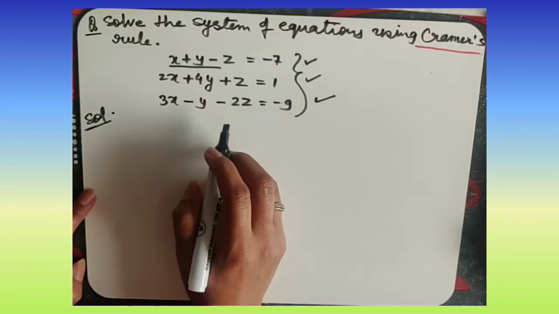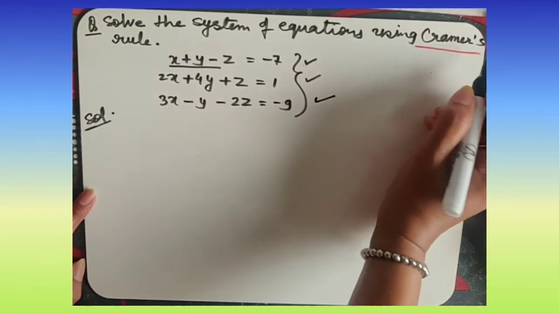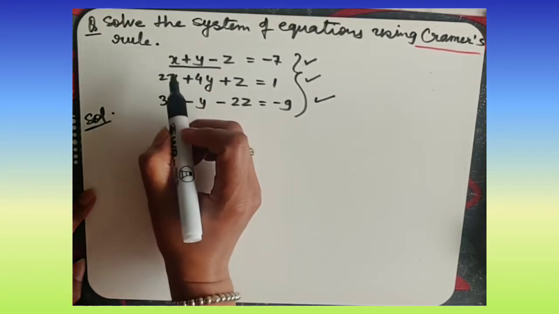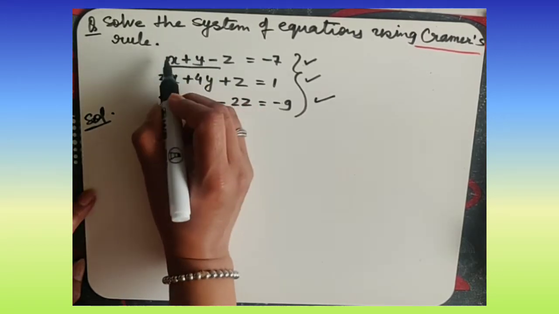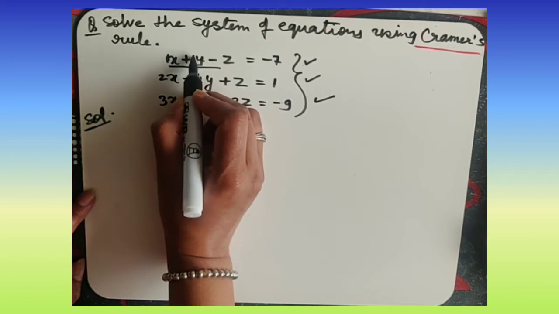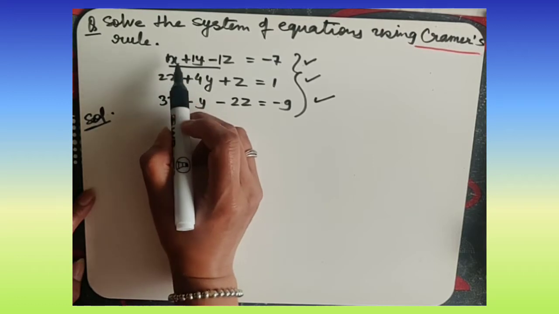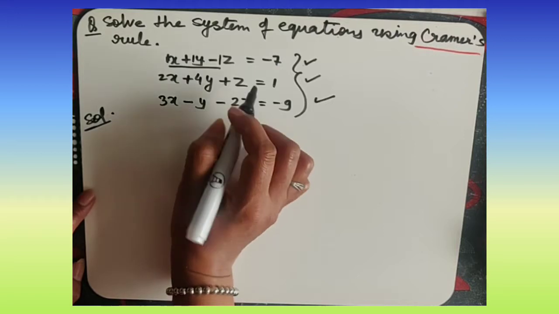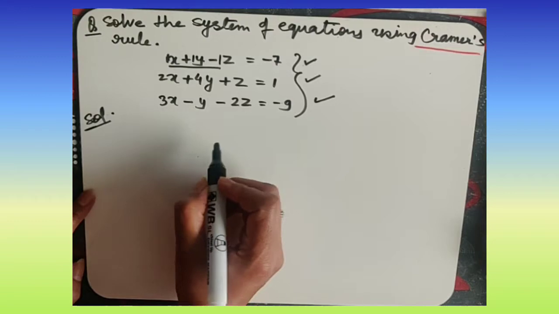Hello everyone. In this video I am going to explain how to solve a system of equations using Cramer's rule. In Cramer's rule we use the method involving the determinant of the coefficients of x, y and z. Here the coefficient of x is 1, coefficient of y is 1, coefficient of z is -1. So we use the coefficients of x, y, z and calculate the determinant, so that there is a unique solution for the given system of linear equations.